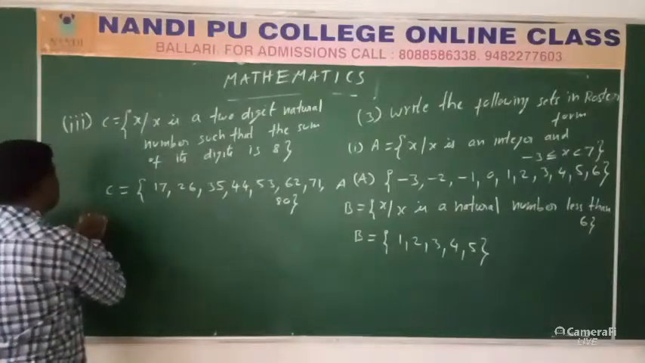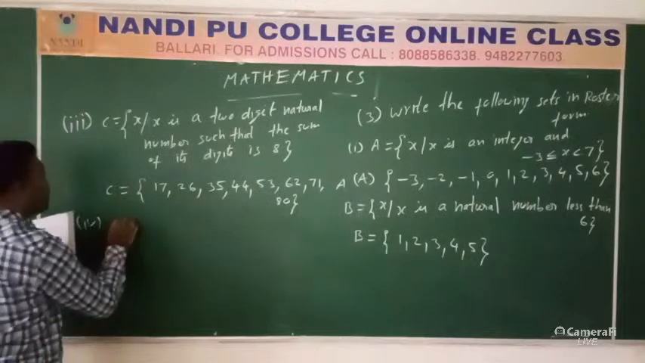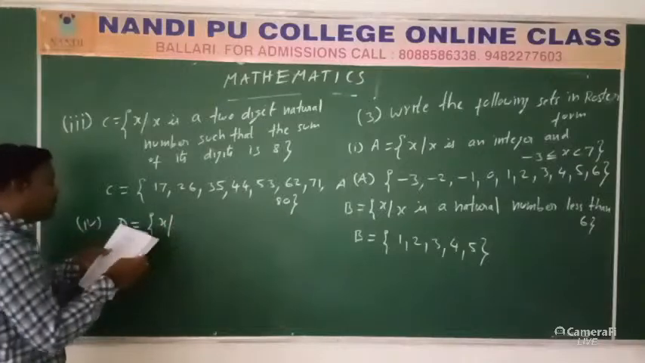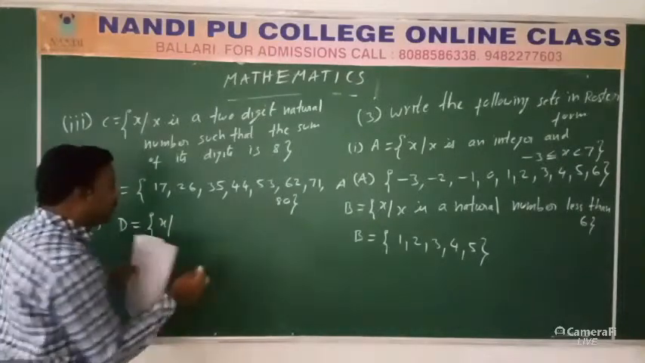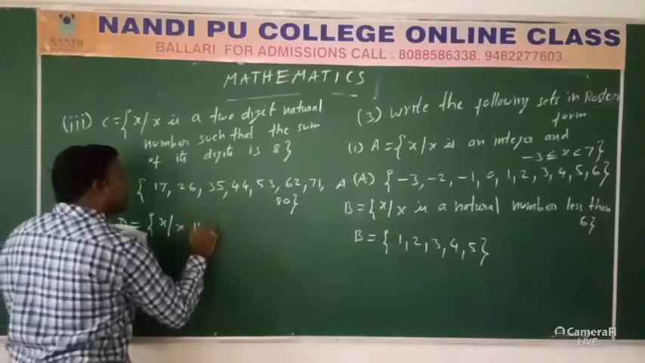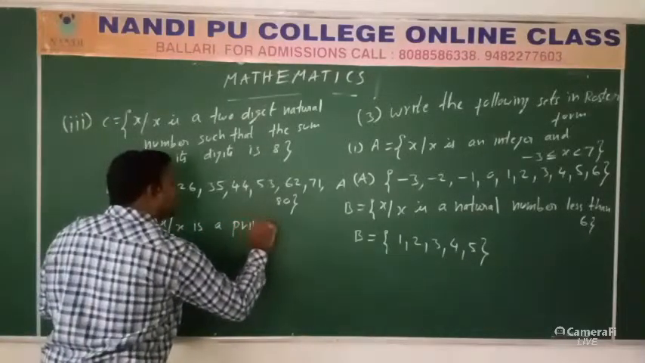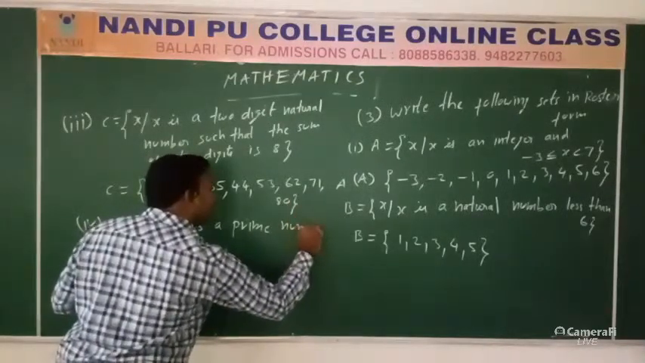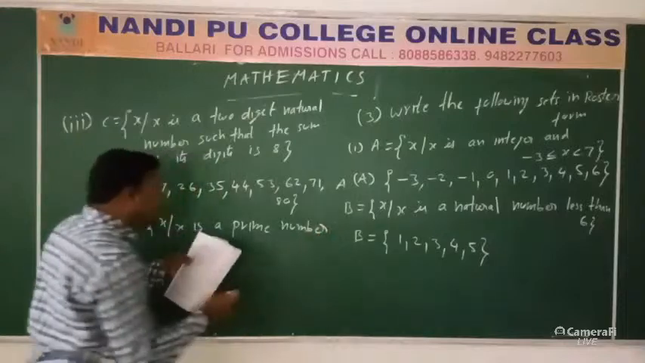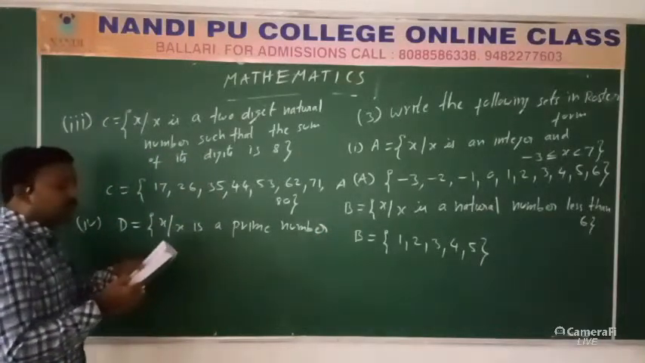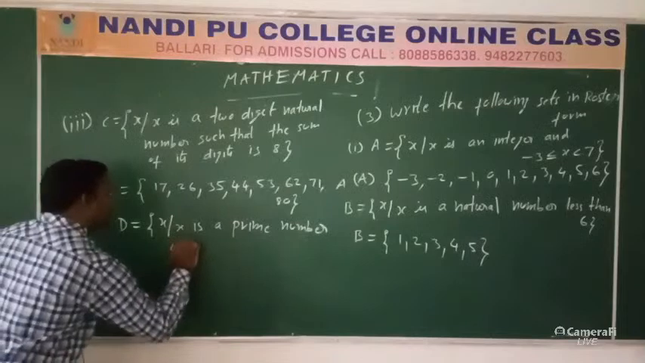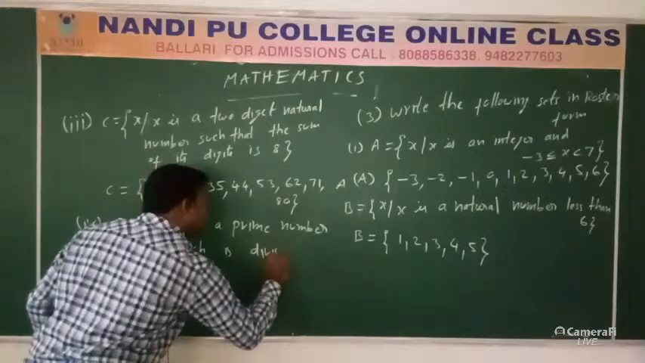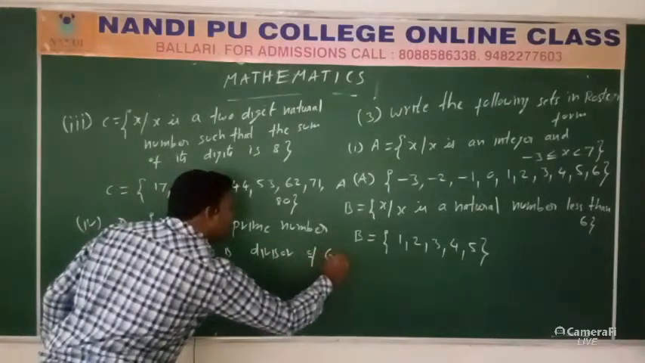Next, fourth one. D is equal to the set of all x such that x is a prime number which is a divisor of 60.